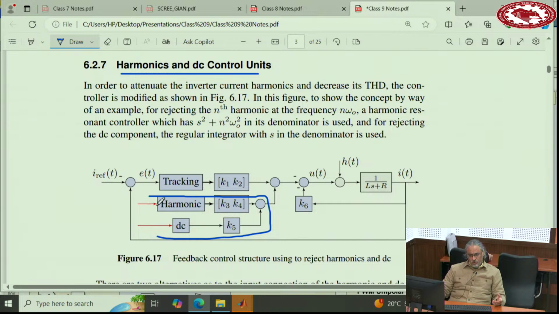And the input to these blocks, this is an important thing, should not come from here. The input to these blocks should come from the current, from the output. That's why I put it in red, because I wanted to emphasize that. This comes from the current. Because for any reason if the current is distorted, it should remove that harmonics.